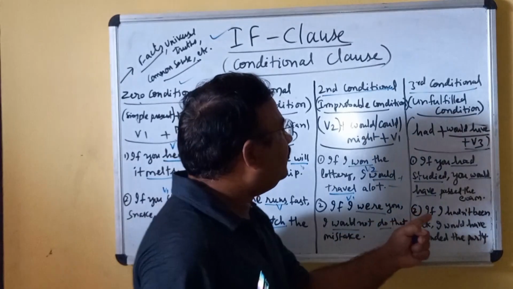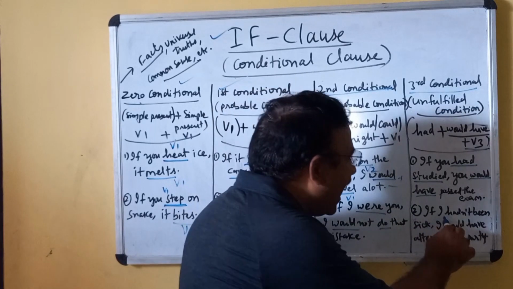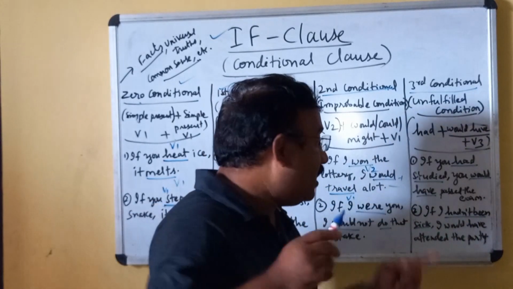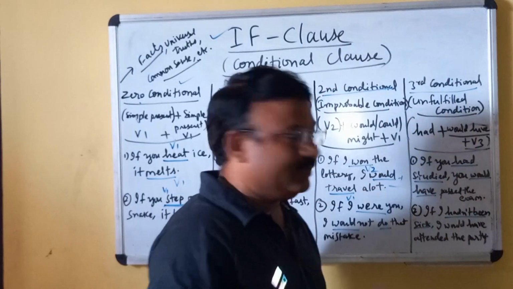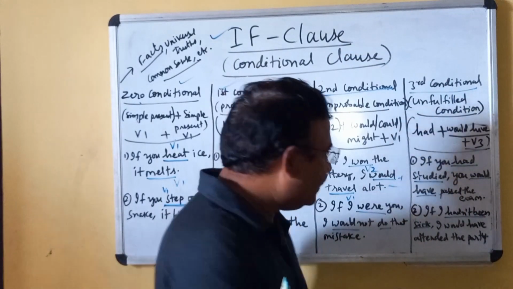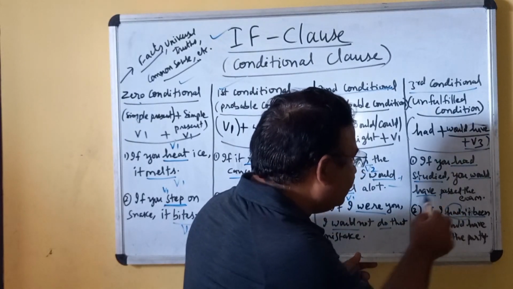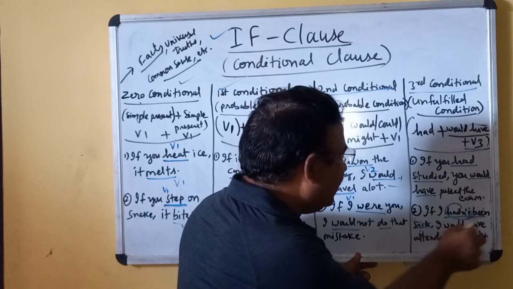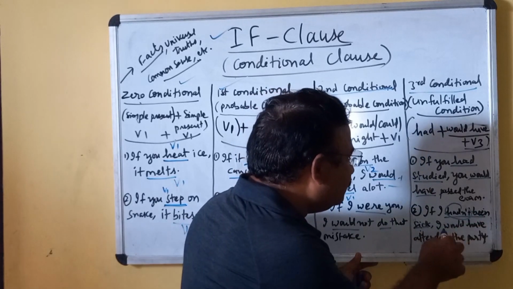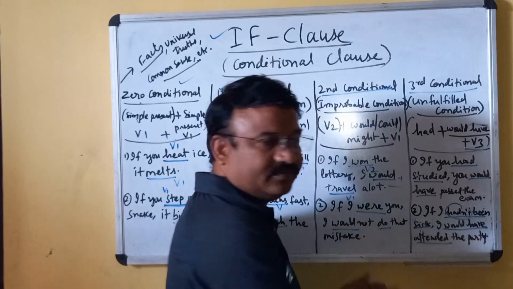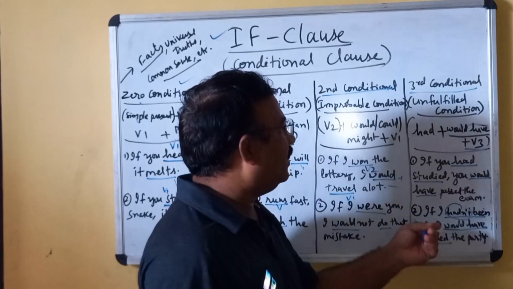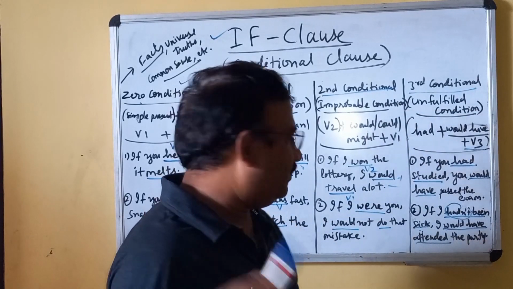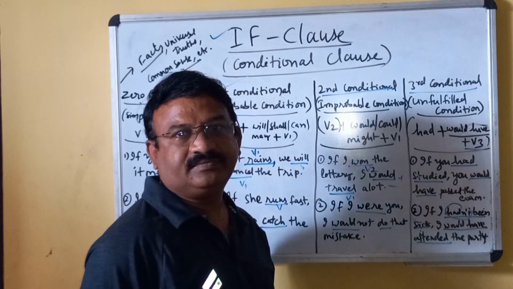Here, third condition. If I hadn't been sick, I would have attended the party. See, had plus V3, hadn't been. So I would have attended. Would have or should have. So would have plus V3. I would have attended the party.